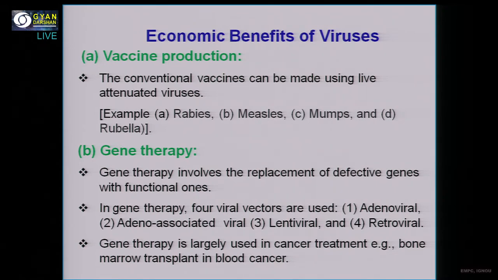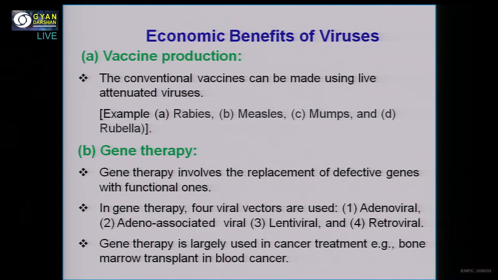Another benefit is that we can utilize viruses in vaccine production. Conventional vaccines can be made using live attenuated viruses, for example rabies, measles, mumps, and rubella virus. We can attenuate the virus, and ultimately make a vaccine of the particular virus against the particular disease.